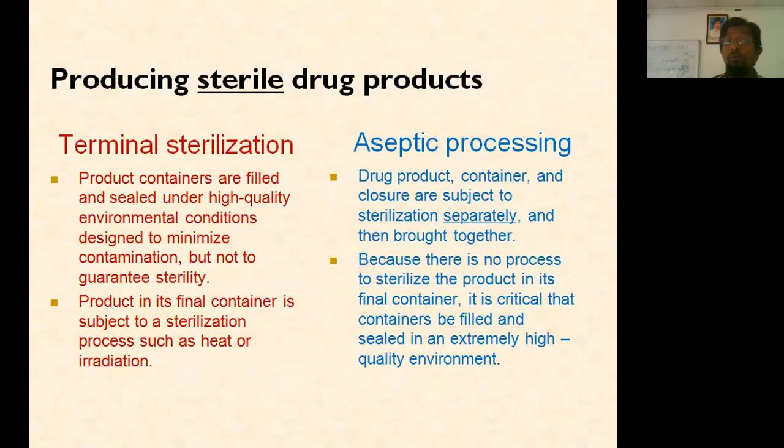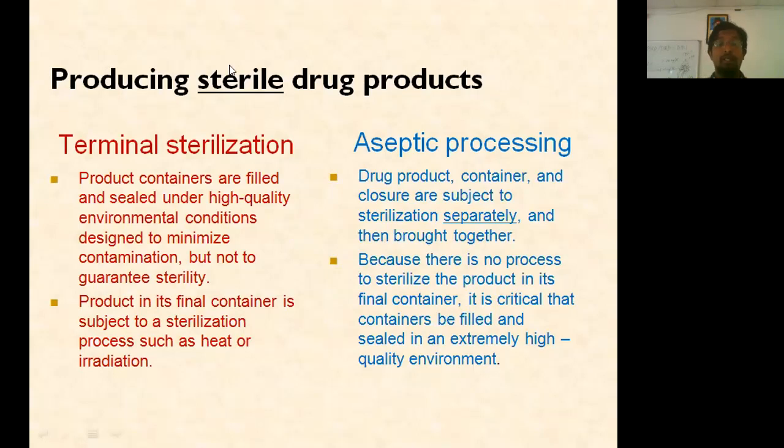Now, for producing sterile drug products, there are two basic ways. Like we also discussed yesterday, we talked about terminal sterilization. So aseptic processing is there, terminal sterilization is there. They are two different terms. Even these two are sterile procedures only, but there is slight variation between aseptic processing and terminal sterilization.